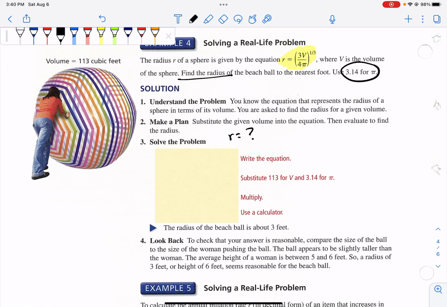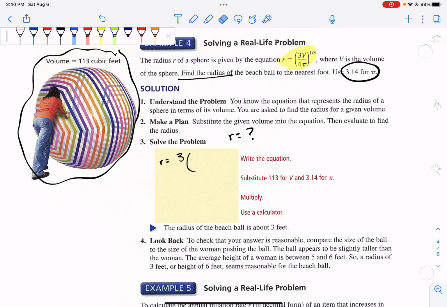So let's rewrite this equation. R equals 3, and instead of V, doesn't it give me a value? Oh yeah, in the picture. Oh, cool. I like that it's using the picture to give me information. So V, nope, that's not where my parenthesis is. V is 113, and that's going to go on the top of the fraction. On the bottom of the fraction, I have a 4, and it told me to use 3.14 for pi. And then on the outside of the fraction is a 1/3.